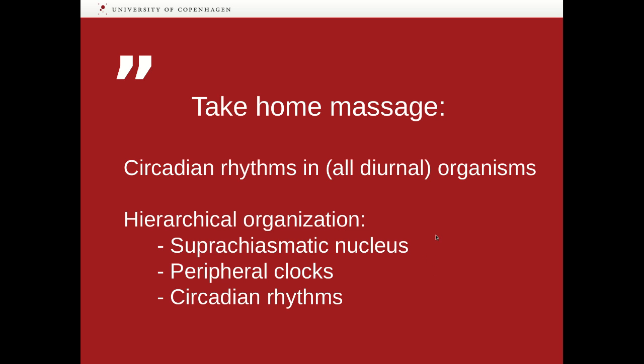The take-home message for this first part of the lecture is that circadian rhythms are found in all organisms that experience the diurnal rhythm. In human beings, we have a hierarchical organization of clocks in our body in order to be able to synchronize each and every cell. So we have the suprachiasmatic nucleus in the brain, which entrains all the peripheral clocks in our body, which again entrain the circadian rhythm that relates to a physiological process.